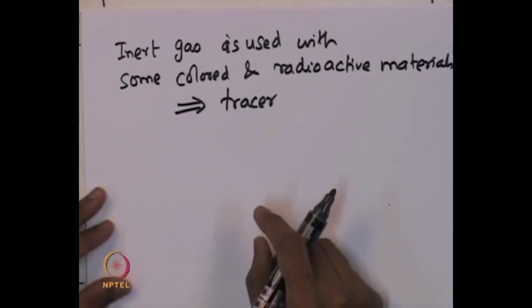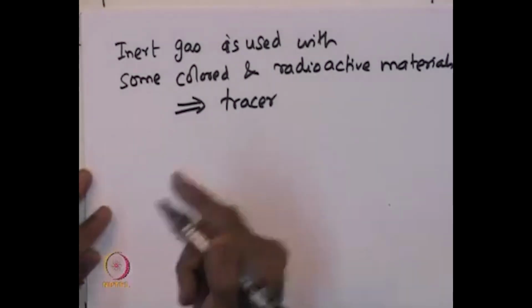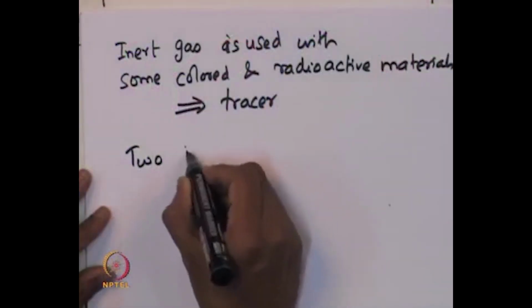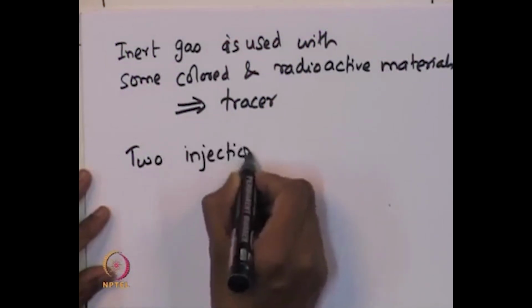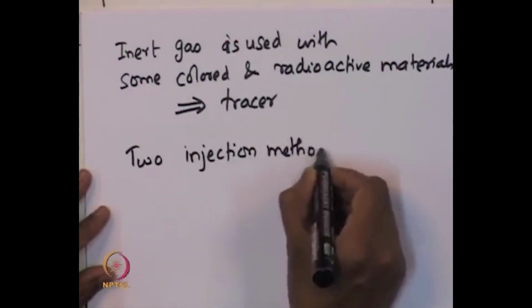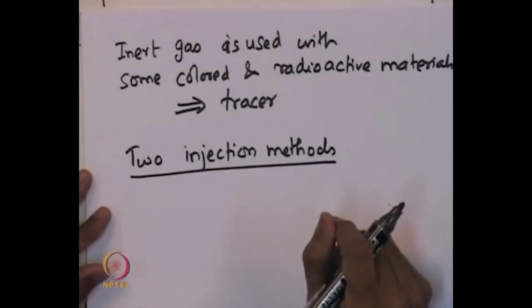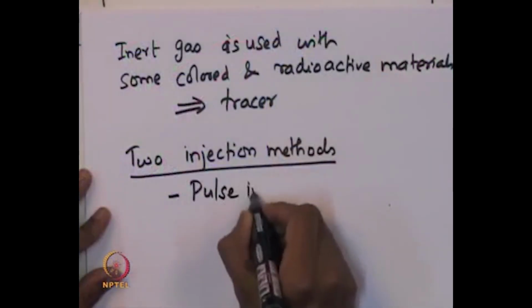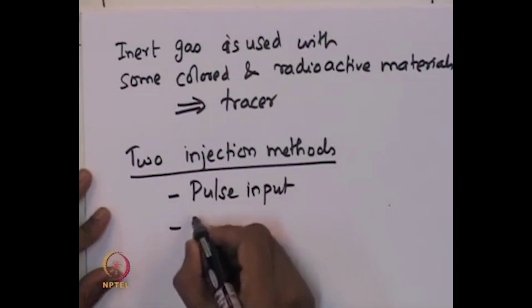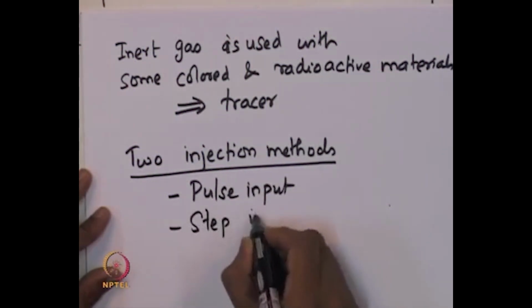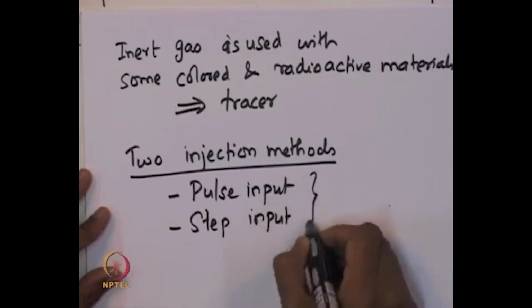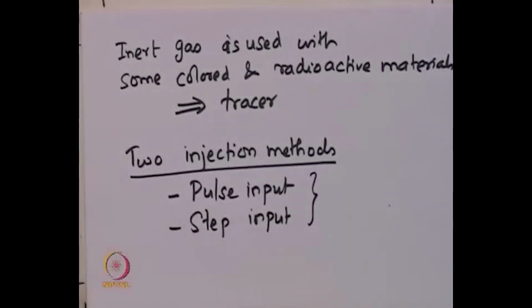There are two common strategies, or methods, for injecting the tracer in order to study the residence time distribution. The first one is the pulse input, and the second one is the step input. These are the two classical methods of tracer injection in order to detect the residence time distribution.